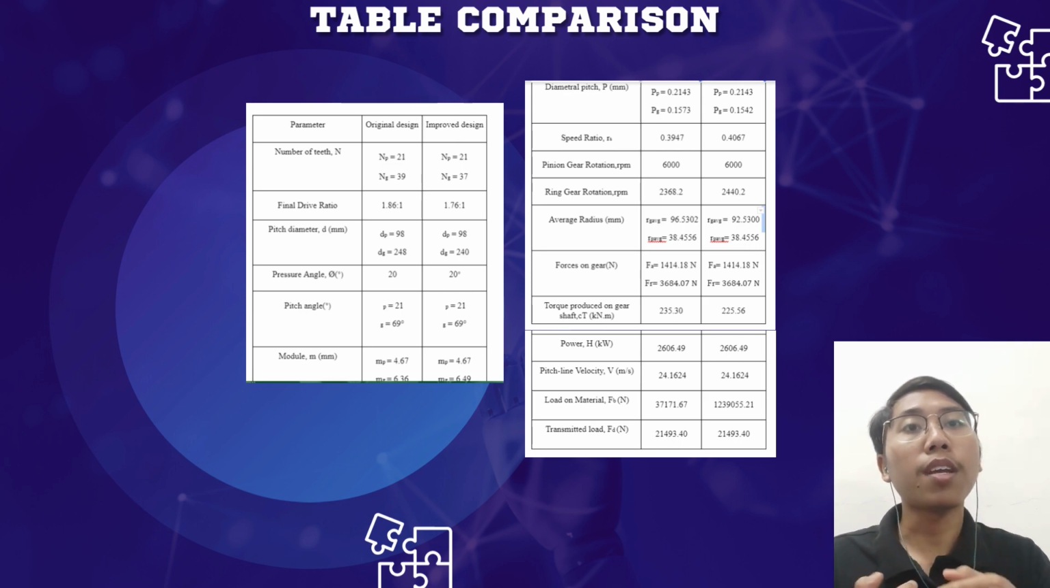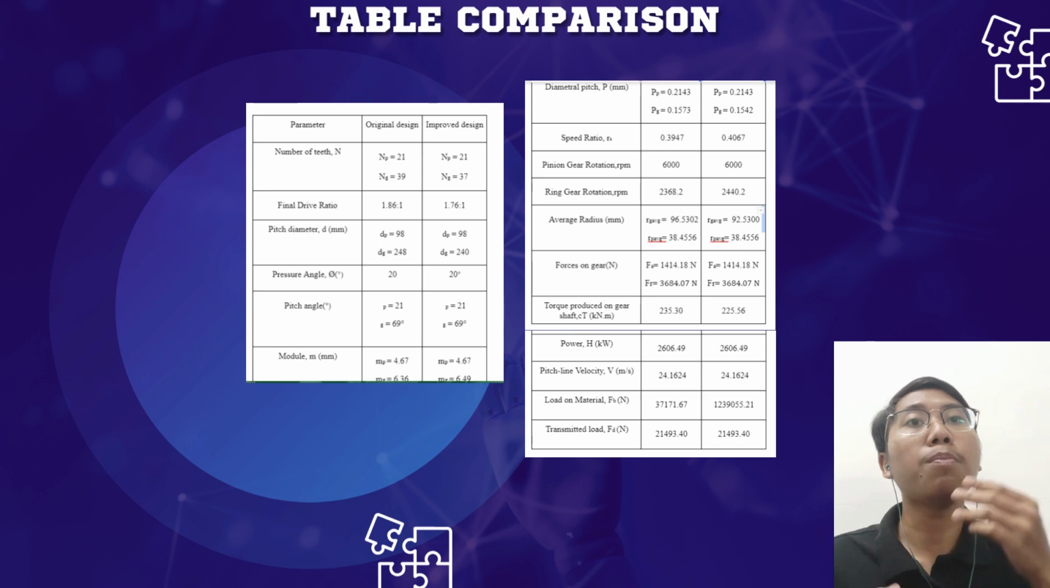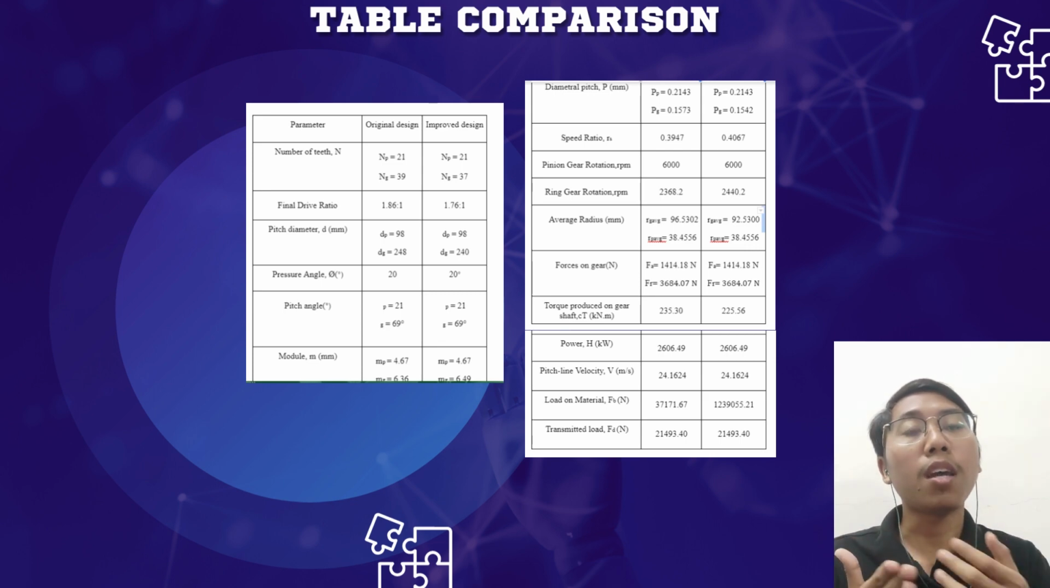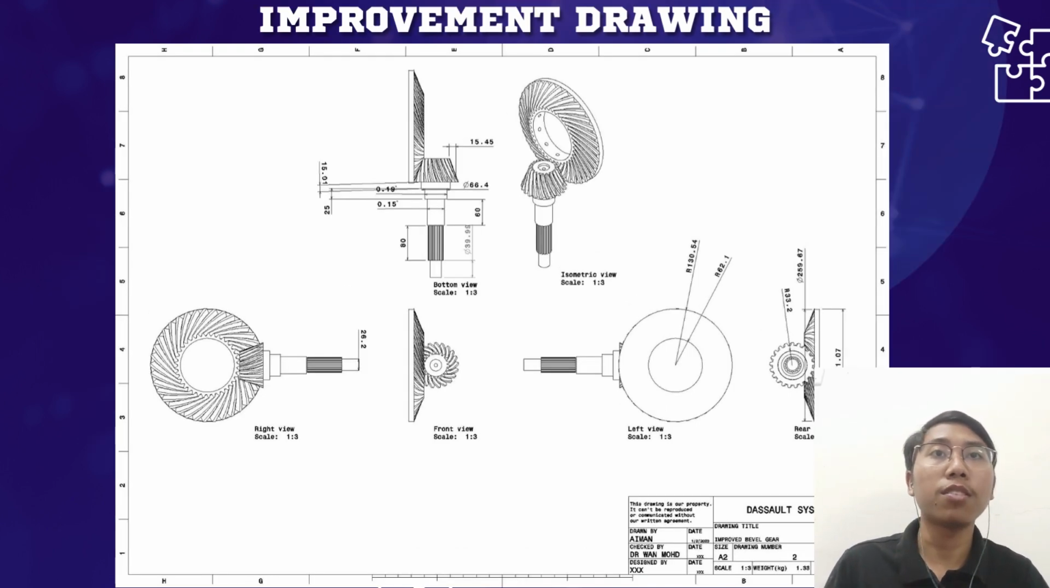Since we made an improvement to the material, we use SAE 1040 compared to 1030 in the original. It improves the load, the amount of load, which means the improved part can take more load. This is the original drawing. So I provide all of the angles of view in here. The improvement is also the same as the original one, but the difference, like I said earlier, is only the teeth and also the diameter of the ring gear.